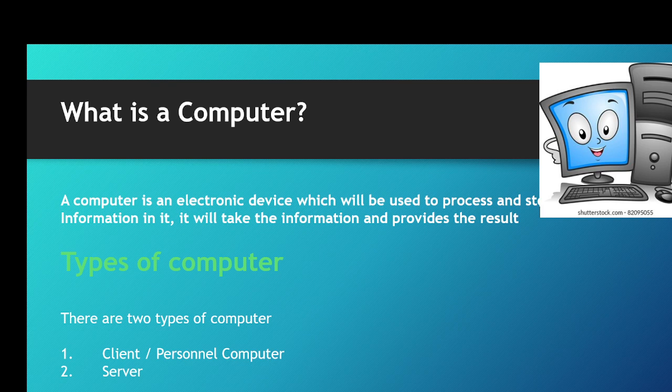So now you know what is a computer. Now let us understand how many types of computers we have in the industry. There are two types of computers, guys. One is your personal computer, or we also call it a client computer. Why do we call it a client computer? Because it always tries to access some service, or an application, or to get some work done. That is the reason we call it a client.